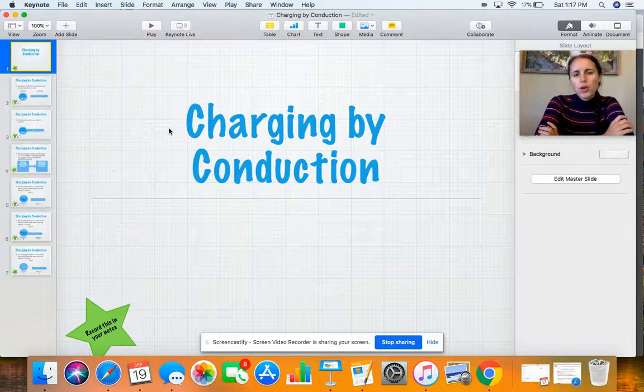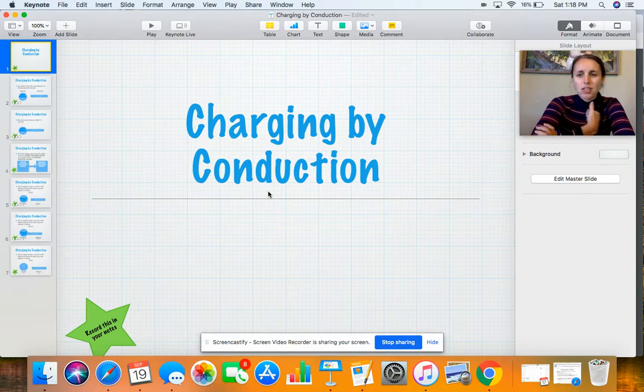So in this video, we're going to look at our second type of charging. Just a reminder, our last type of charging was charging by friction. You have two objects, you rub them together, and one ends up positive, one ends up negative. Here we're going to look at charging by conduction. You can also sometimes call this charging by contact. If we ever talk about charging by contact, it's charging by conduction.